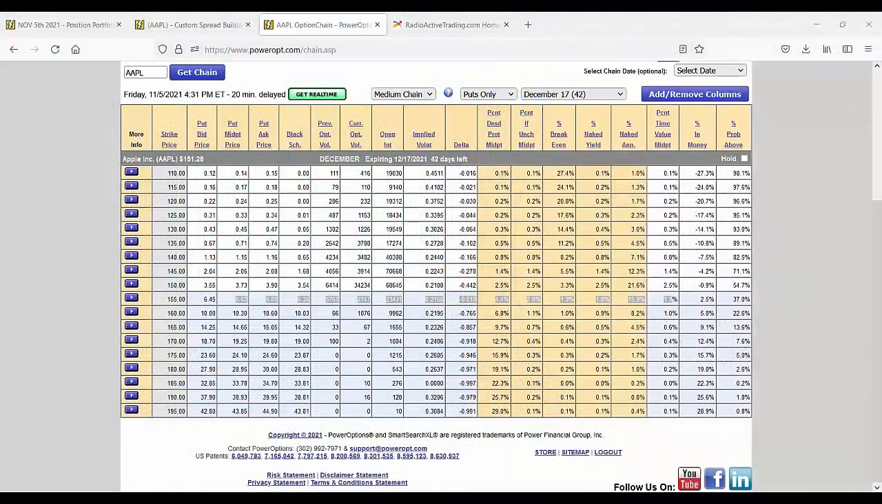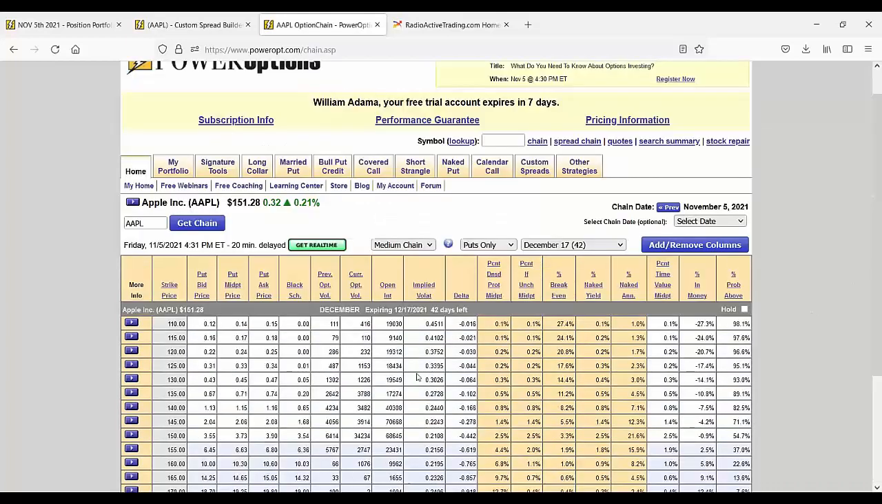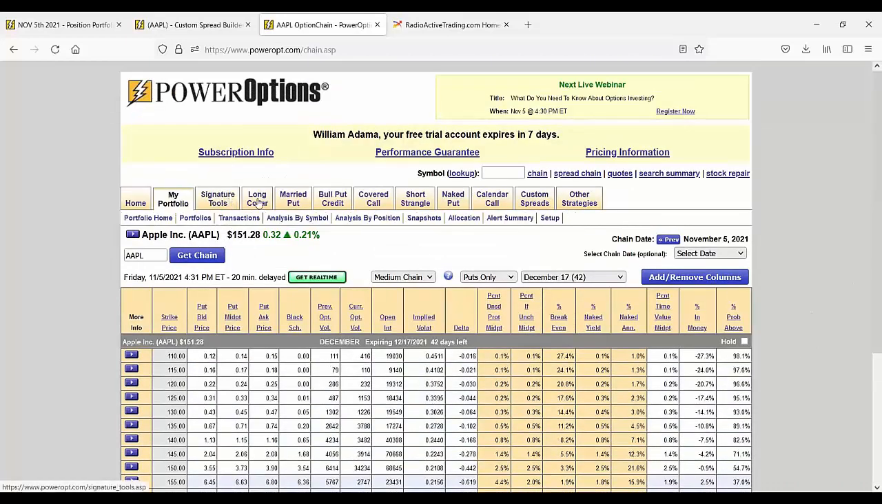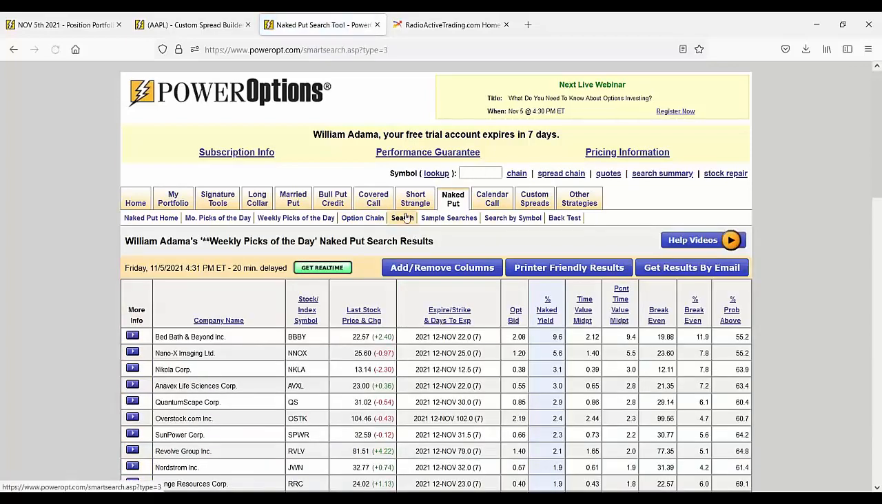David C. had asked, question for the end, what is the default PowerOptions criteria? I'm assuming we're talking about naked put positions, and that depends which default you are looking at. Okay, so let's go into that search tool again, David.